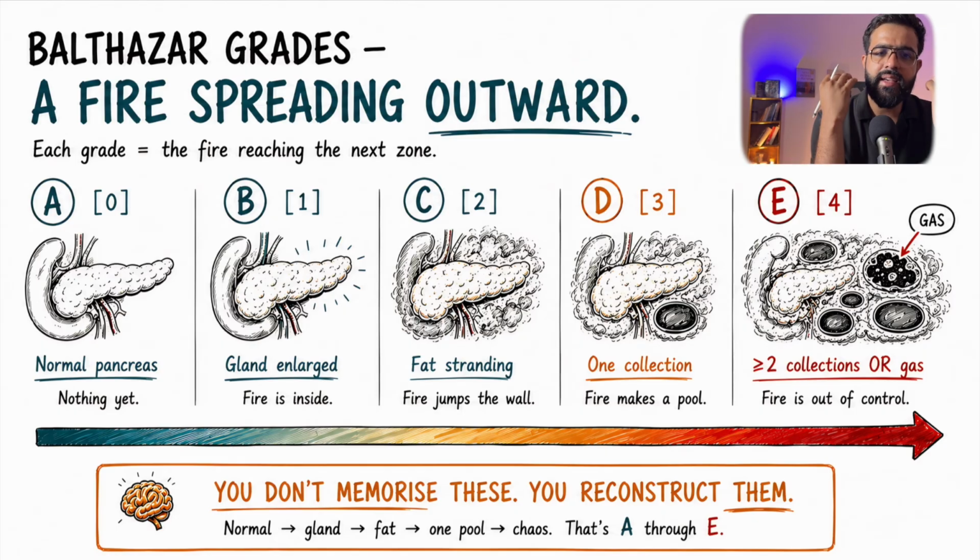The Balthazar grade A is normal, nothing is happening there. Grade B, the gland itself is swollen. Fire is inside the organ. Grade C, fire has jumped into the peripancreatic fat and you get the stranding. In D, fire has created one collection, fluid is pooling, and E, fire is out of control, multiple collections or gas. And for each grade you give points according to that table.